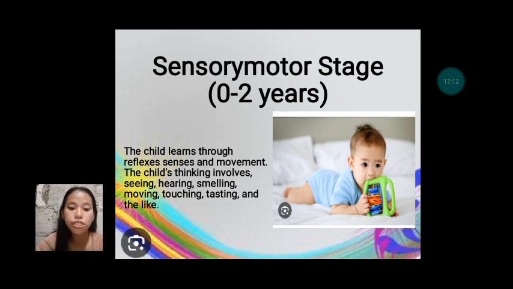During this earliest stage of cognitive development, infants and toddlers acquire knowledge through sensory experiences and manipulating objects. So as you can see in the pictures, a child can learn through reflexes, senses, and movements. That's why the 5 senses are used.